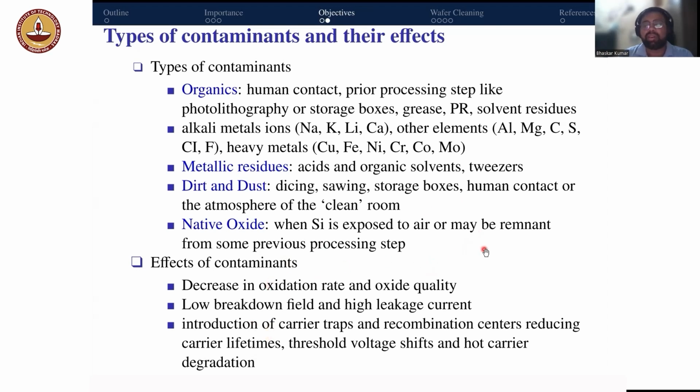Heavy metals are particularly detrimental because they introduce energy levels in the forbidden energy gap, introduce traps and recombination centers, and that reduces the carrier lifetimes and changes the surface recombination velocities, and thus also leads to hot carrier degradation effects and shifts of the threshold voltages. So we'll see how these contaminants are dealt with in a sequence of recipes that we will explain in the upcoming slides.